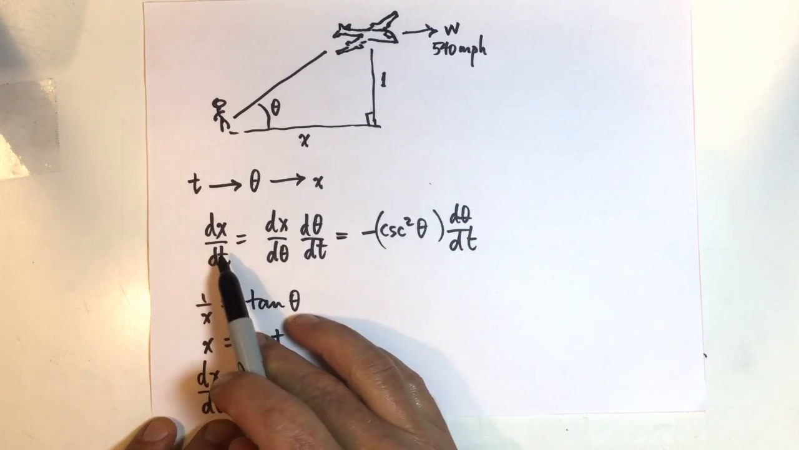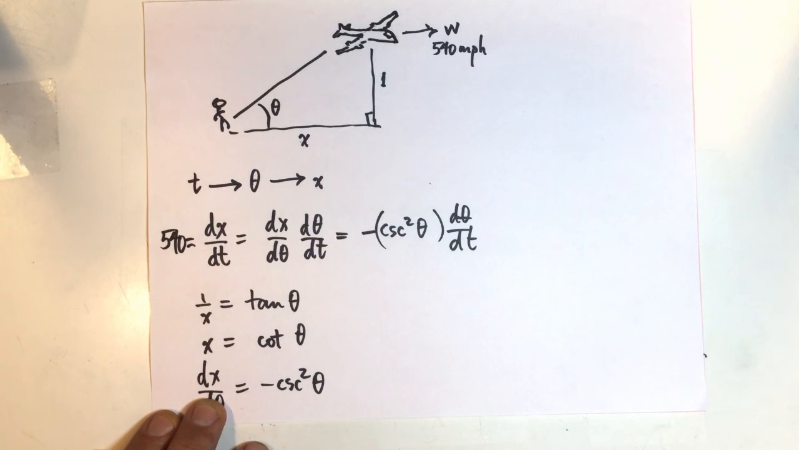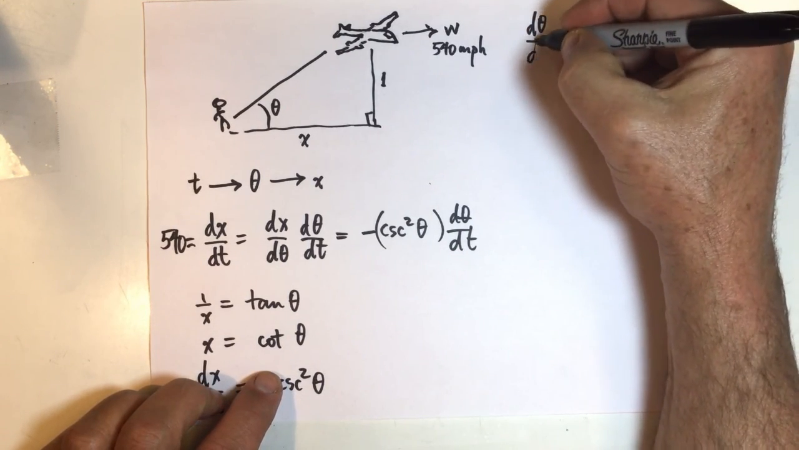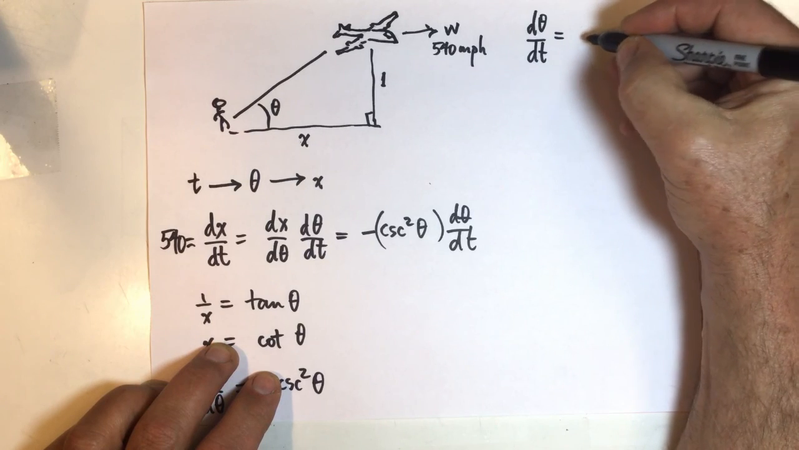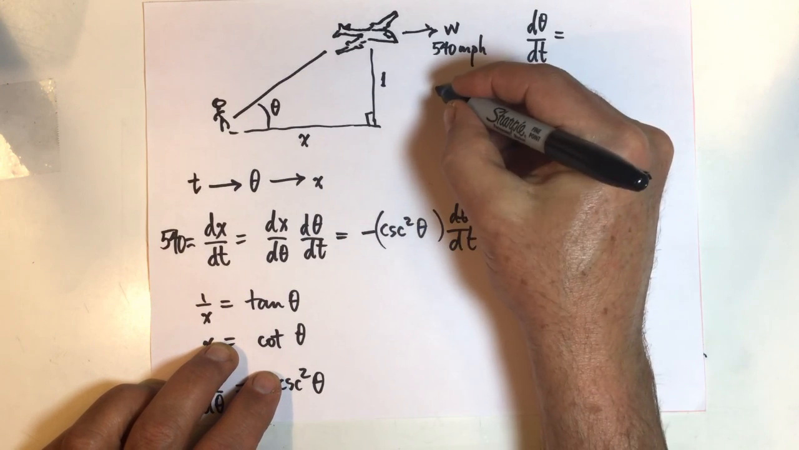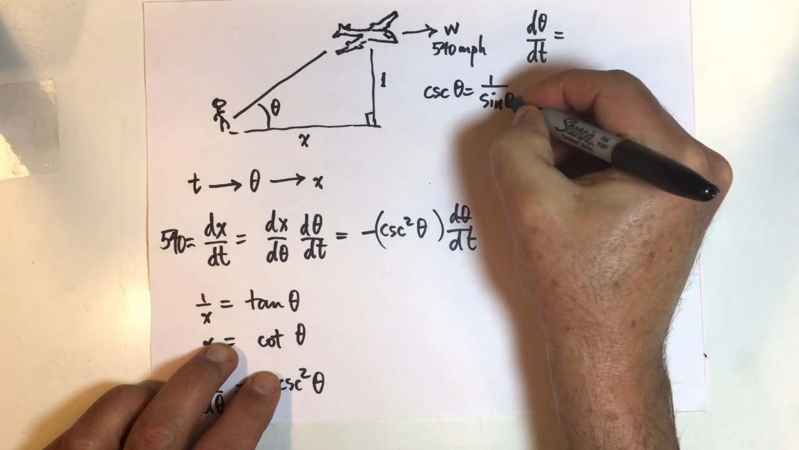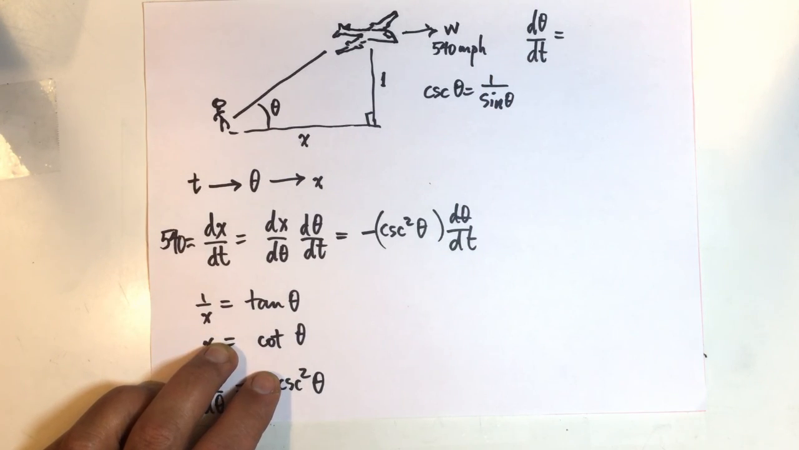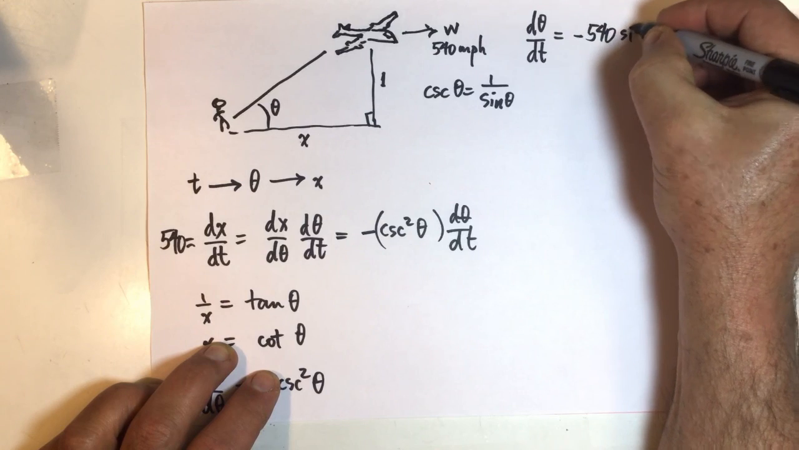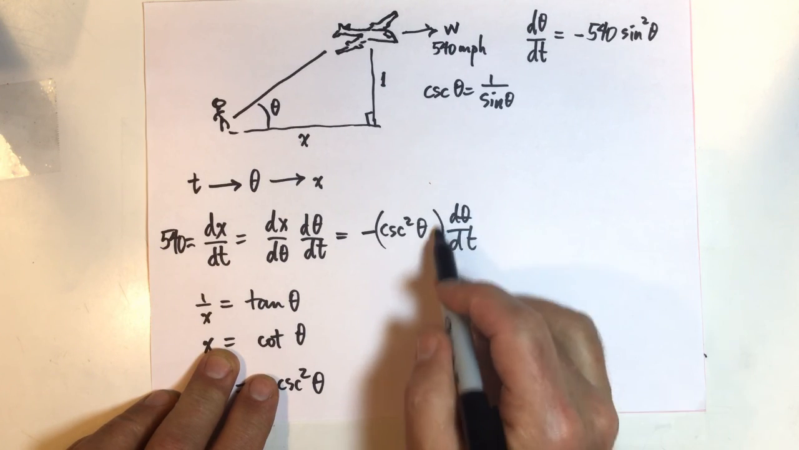On the left side, dx by dt is the ground speed. That's 540. Now I can solve for d theta by dt. So we're going to have to divide by cosecant squared. Well, just remember cosecant theta is 1 over sine theta. So when you move that to the other side, it becomes sine, and it's squared. So it's minus 540 sine squared theta. And that's everything from this formula solved for d theta by dt.